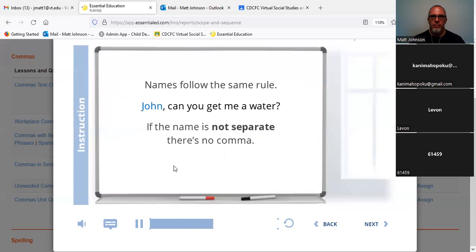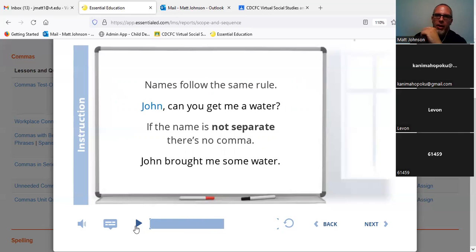But if the name is not separate, if it's the subject of the sentence, for example, there's no comma. "John brought me some water." Right. So it's a matter of understanding what's the subject, and are you directing or addressing somebody? So John brought me some water. John is the subject, right? So not going to set that off.